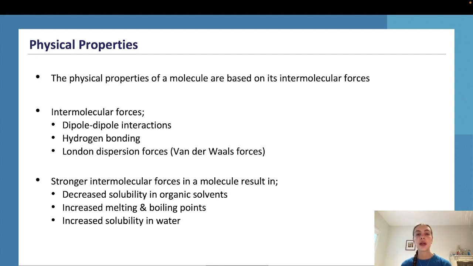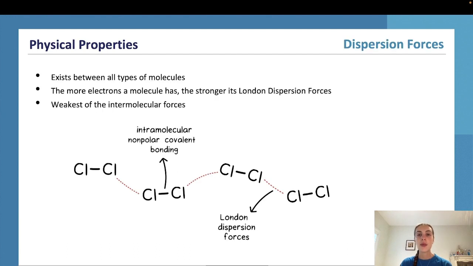And so stronger intermolecular forces in a molecule are going to result in decreased solubility in organic solvents, increased melting and boiling points, and increased solubility in water. So we'll look at these in more depth. We can look at our dispersion forces first. This is a bit of a recap from grade 11, so from unit 1 and 2.